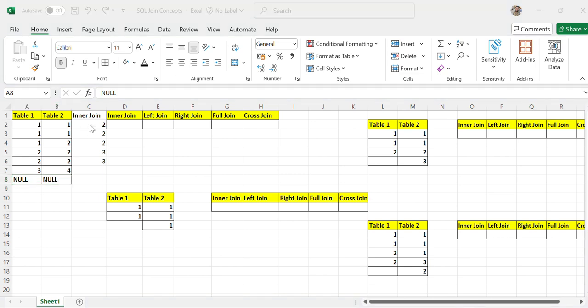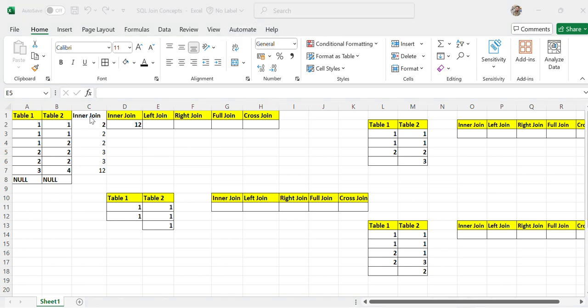Now we will count each record's values: 2 plus 2 plus 2 plus 3 plus 3. So the output of the inner join is 12.